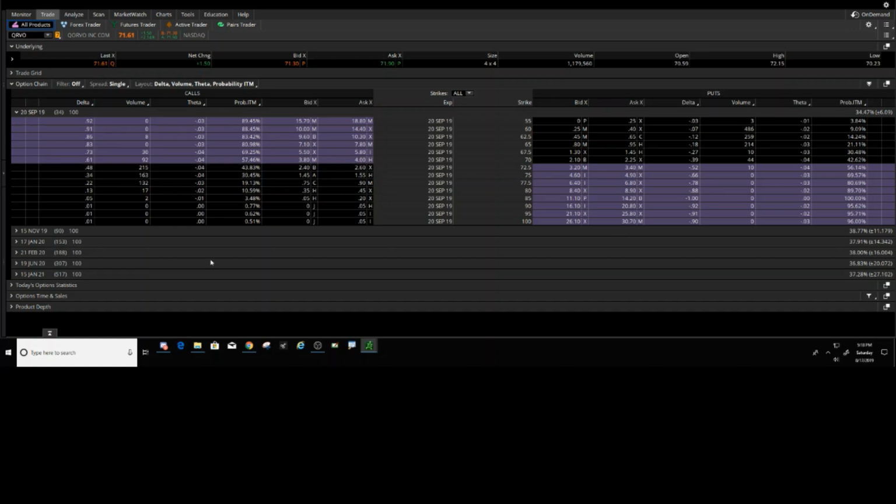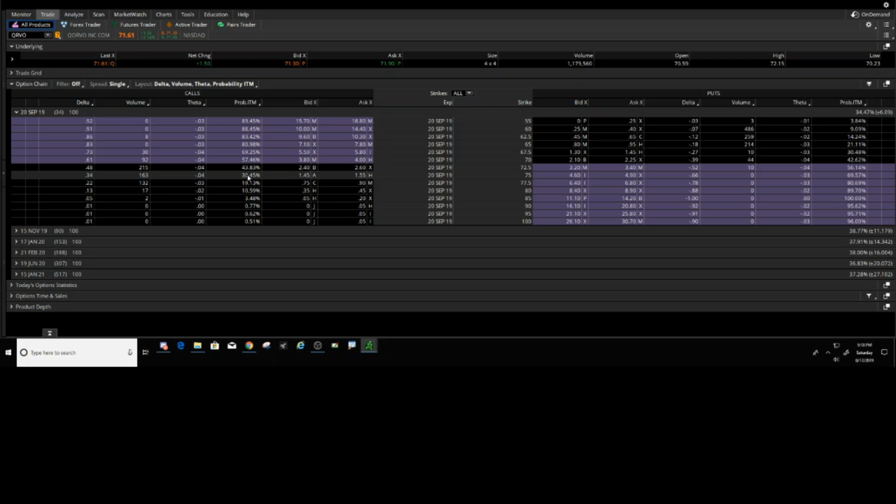Now I want you to pay attention to this. Even at a delta 30, you only have about a 30% chance that this will actually expire in the money. That's what they're saying. So you have a 70% chance that this is not going to work out. Now they're just saying that it's going to expire in the money.